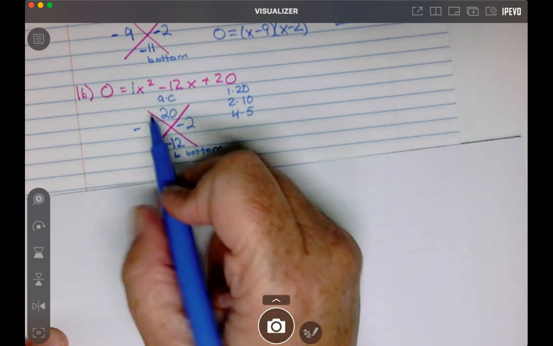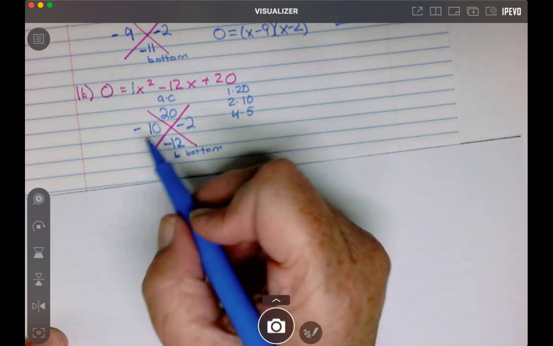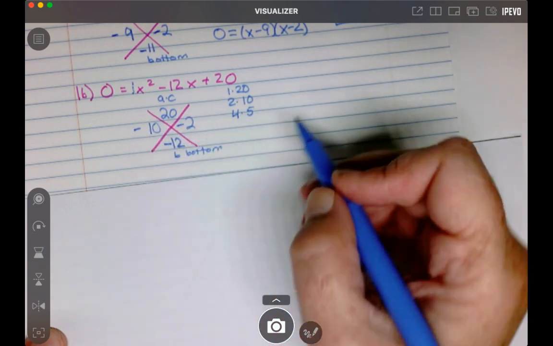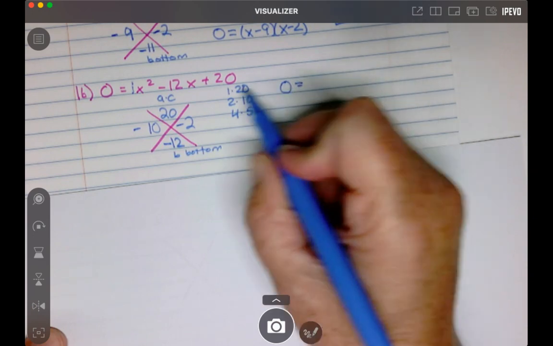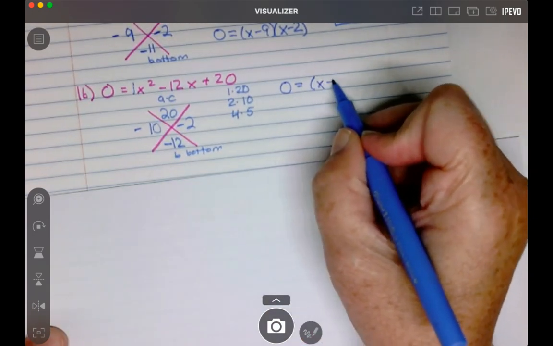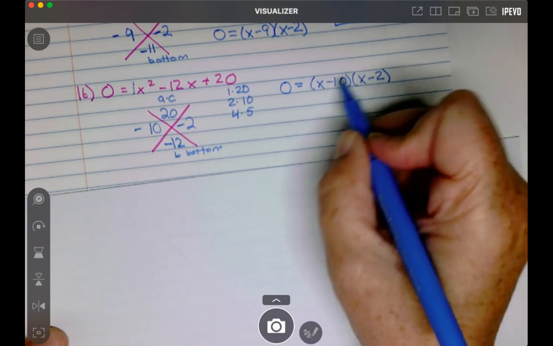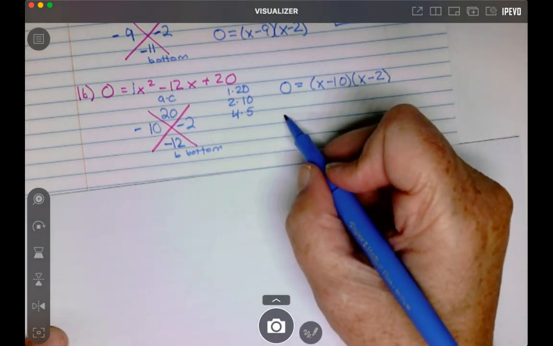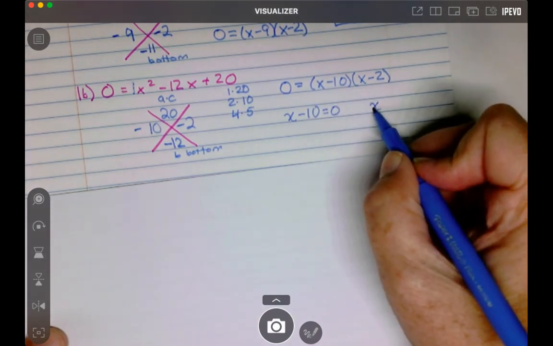Now, because a equals 1, I don't have to do factor by grouping. I do the big X, I write the factors, and then I'm almost done. So I'll write my factors over here. 0 equals, because remember I'm solving, x minus 10 times x minus 2. I need to set each factor equal to 0. Most people prefer to write the equal 0 on the right side, but it really doesn't matter.